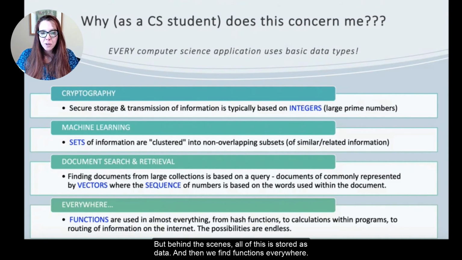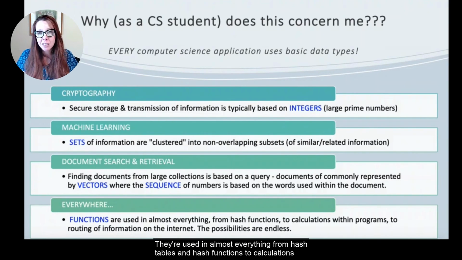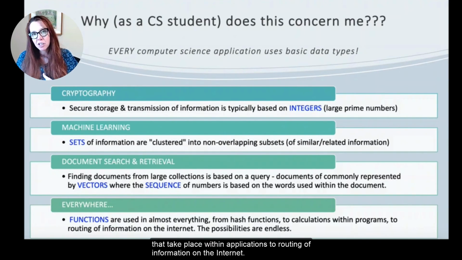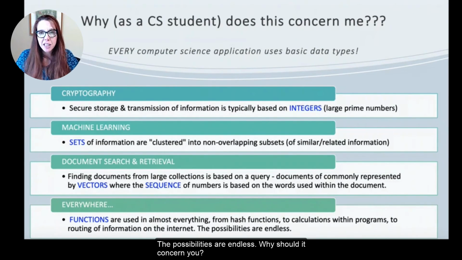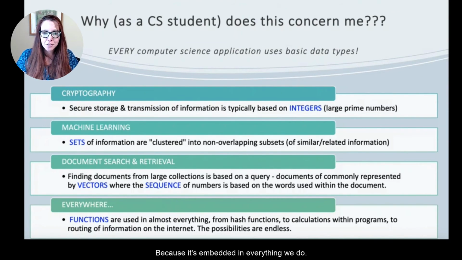And then we find functions everywhere. They're used in almost everything, from hash tables and hash functions to calculations that take place within applications, to routing of information on the internet. The possibilities are endless. Why should it concern you? Because it's embedded in everything we do.